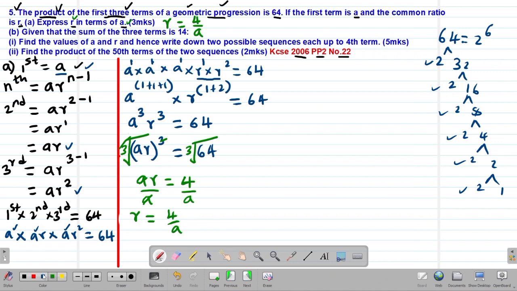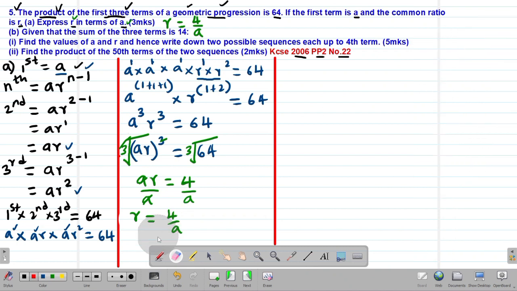Then we'll move to part B of our question. Let me make a line here that can separate our working. So in part B of the question, we are told, given that the sum of the 3 terms is 14. Remember, the 3 terms refer to the first, the second, and the third term. Sum simply means addition. Therefore, in part B, Roman 1, we are told that the sum of the 3 terms is 14.